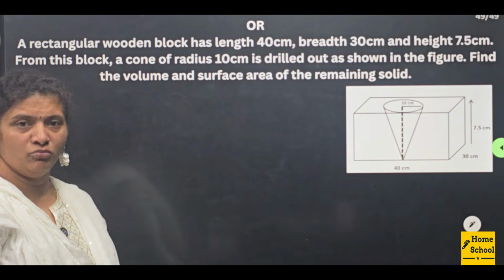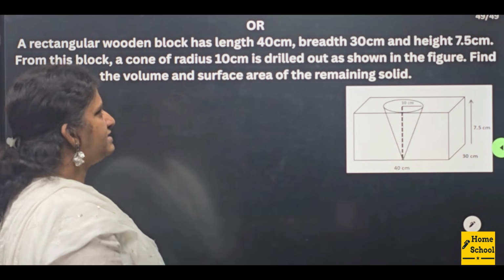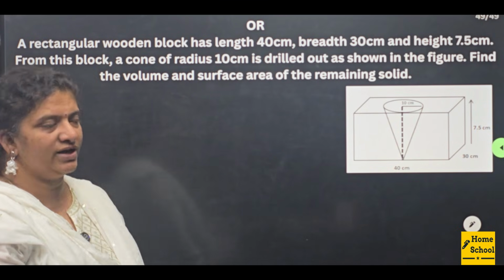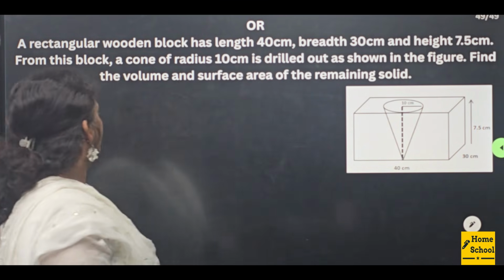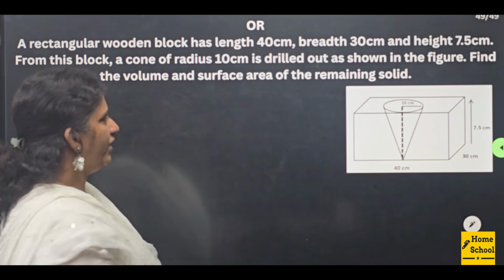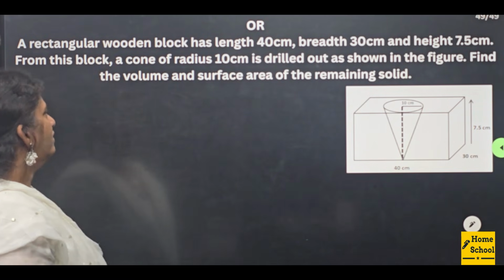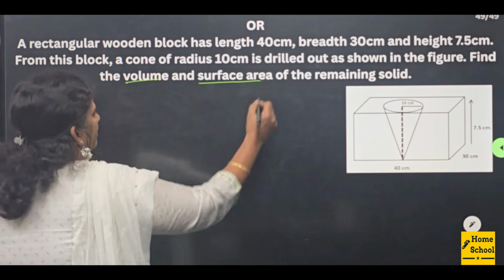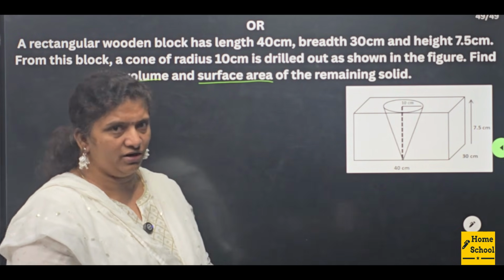In this we have one more OR question. A rectangular wooden block has length 40 centimeter, breadth 30 centimeter and height 7.5 centimeter. You can see a cuboid here. From this block, a cone of radius 10 centimeters is drilled out as shown in the figure. Find the volume and surface area of the remaining solid. We need to find the volume and surface area of the remaining solid.